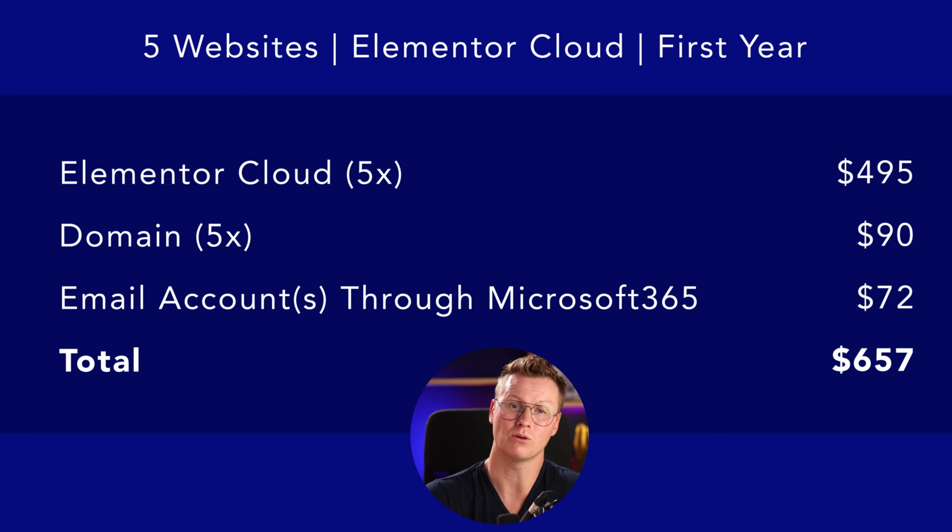Now let's take a different scenario. Imagine you want to have Elementor Cloud for 5 websites. That means 5 times $99 plus 5 times $18 per domain plus 1 time $72 for Microsoft 365, which comes to a total of $657 in your first year of having 5 domain names with 5 web hosting accounts and 5 or more email accounts.